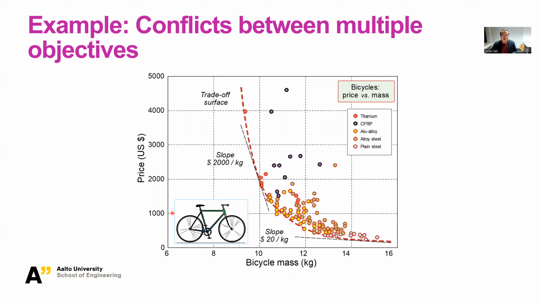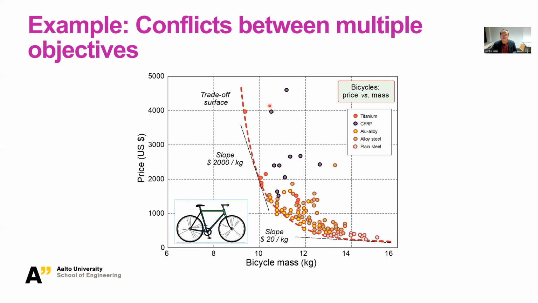Here it's a very simple example, because we don't think about any strength requirements, bending stiffness, nothing. You just take the bikes in the market and plot their price against their weight in such a simple diagram. So don't look at the trade-off surface and everything. Just look at all these dots. You will see the bikes in the market go in such a shape.